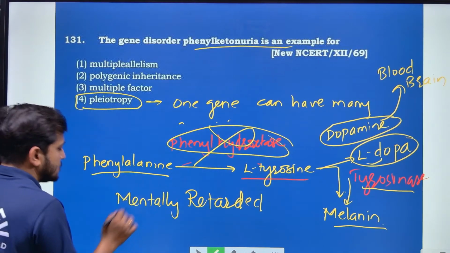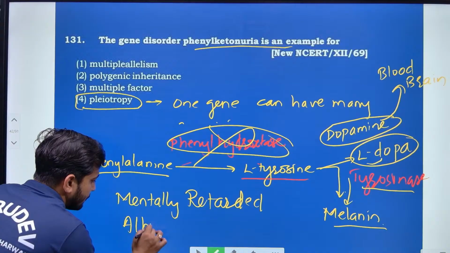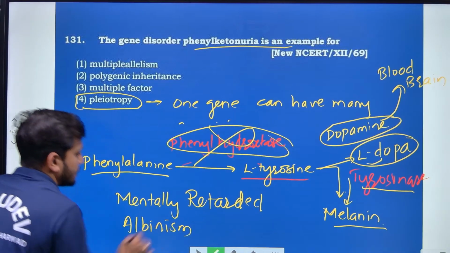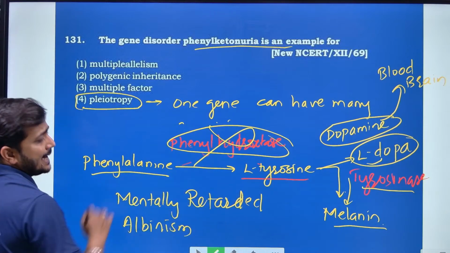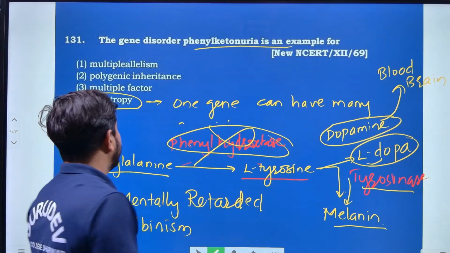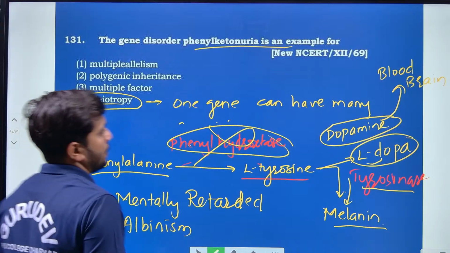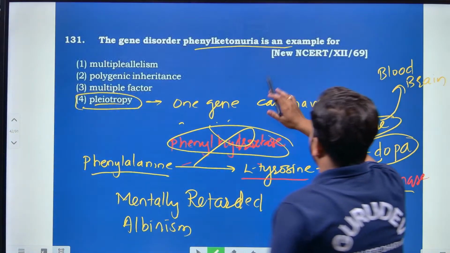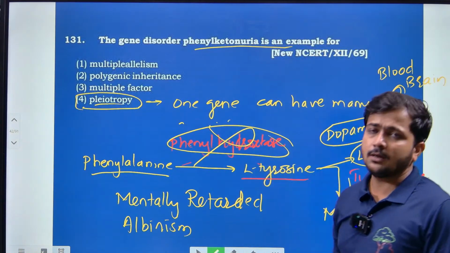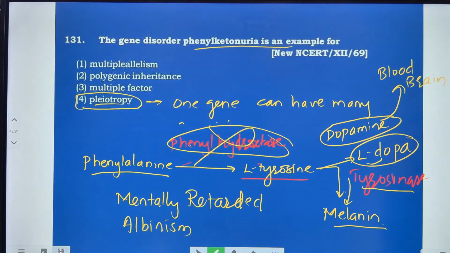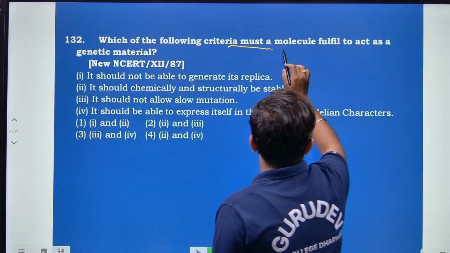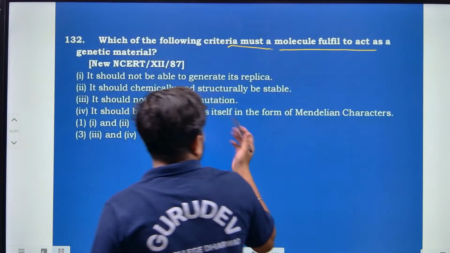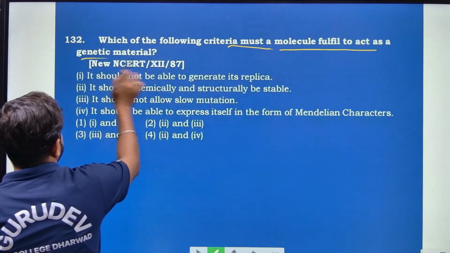Then if melanin is not there, then definitely they will suffer from albinism. So consider, one gene can have many expressions, right? That itself is what we call pleiotropy. So here phenylketonuria is an example of pleiotropy. Then, which of the following criteria must a molecule fulfill to act as a genetic material?